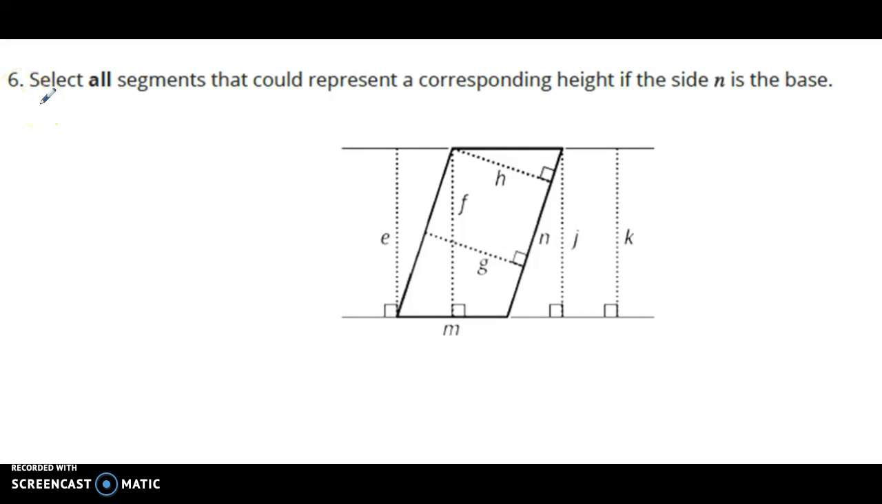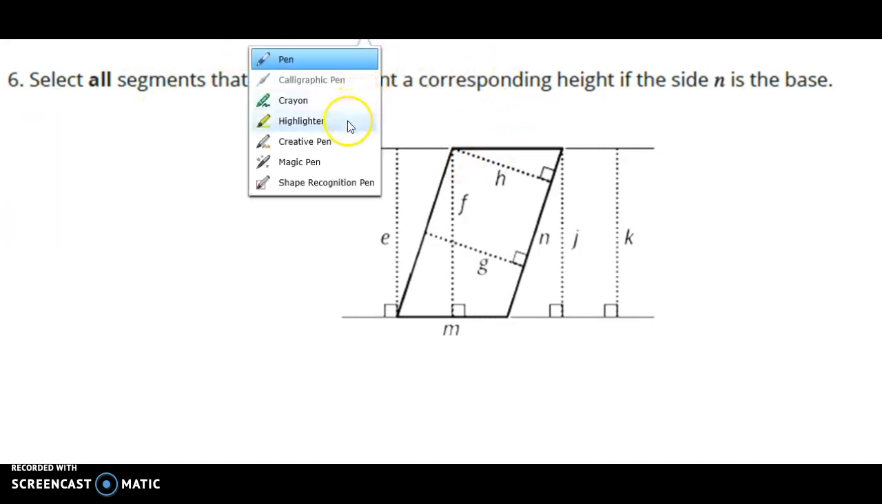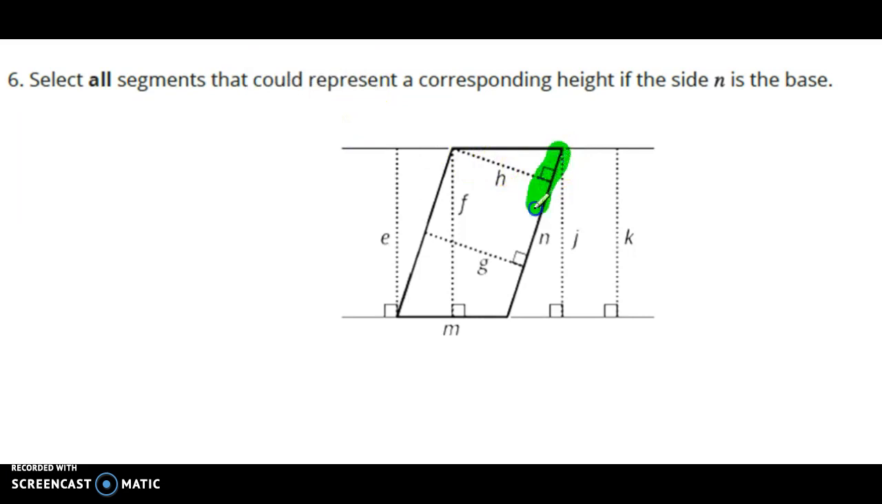6. Select all segments that could represent corresponding height if the side n is the base. All right, so this time I'm looking at n as my base. So I know that my height has to be at a right angle from my base. So I'm going to have to kind of flip this and look sideways. I'm going to start to cross out lines that are not at a right angle from n.